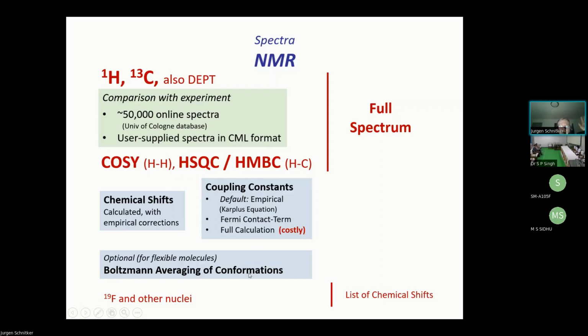Boltzmann averaging, I had mentioned that, is a very fancy way of calculating NMR spectra that's very relevant in organic chemistry for natural products in particular. Other lists of chemical shifts for other nuclei, which are often of interest in material science, are also available in the conventional output. They are not graphically represented. You have to go to the output.